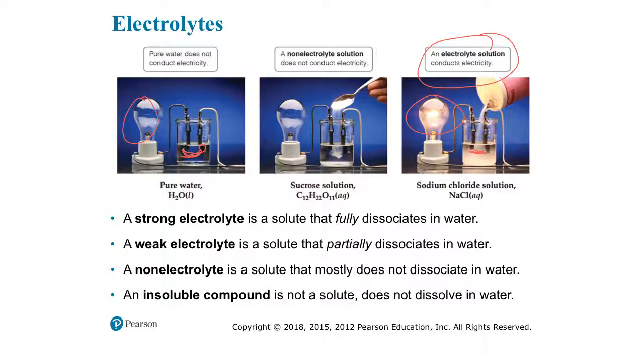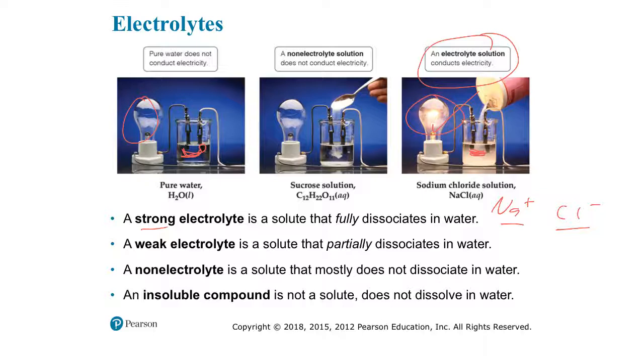Sodium chloride obviously leads to a solution of sodium cations and chloride anions, and then those ions are uniting the electrodes, allowing the light bulb to light up. So any solution that fully ionizes would be strongly electrolytic. A strong electrolyte is a solute that fully dissociates in water. A weak electrolyte is one that only partially dissociates in water.